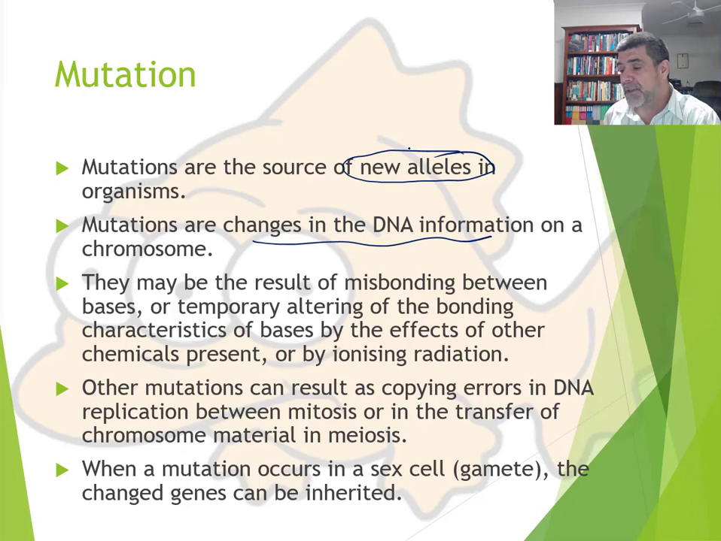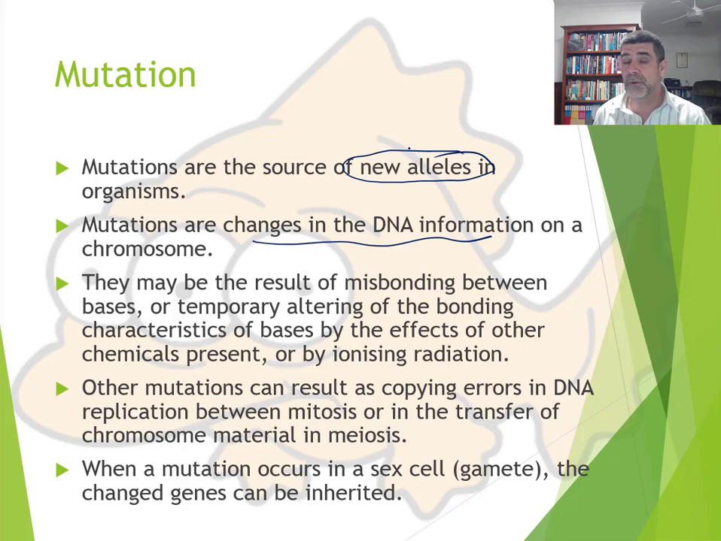The type of thing that happens when mutation occurs can be that we get some sort of misbonding between the bases, some temporary altering of the bonding characteristic, either by chemicals that mimic the chemicals that are part of the nucleic acids and therefore will bond chemically in a similar way, or by ionizing radiation. That is radiation that actually gets in and starts to interfere with the electrons that make up the bonds in these different chemical structures.